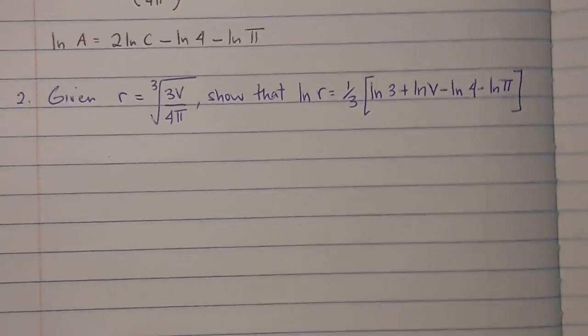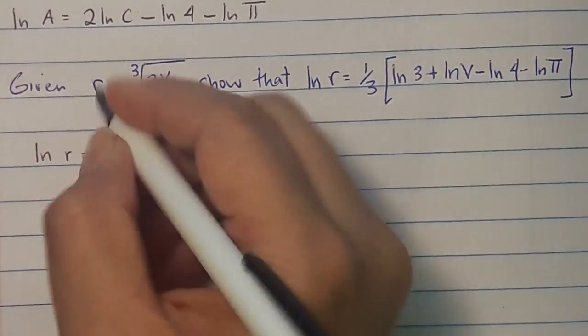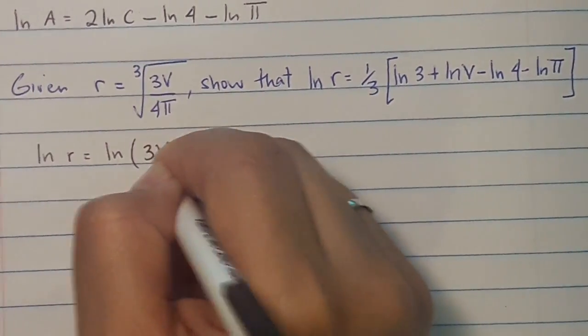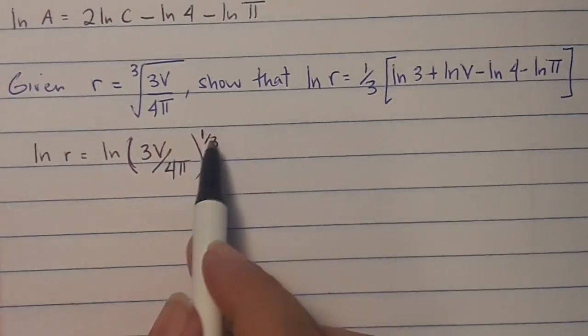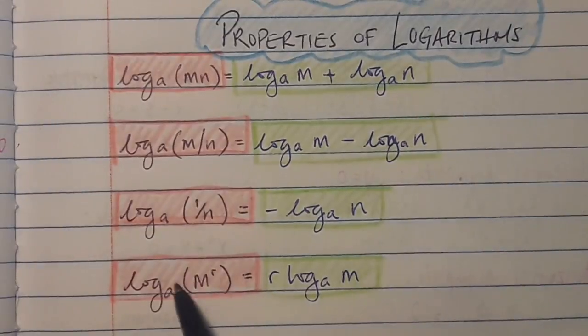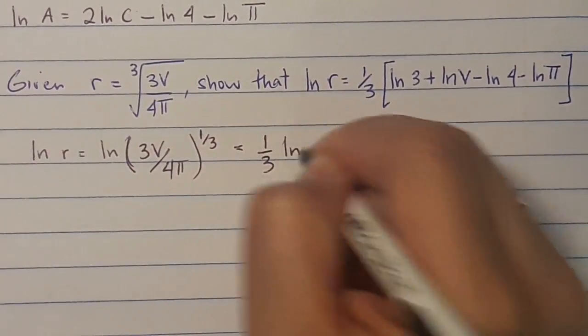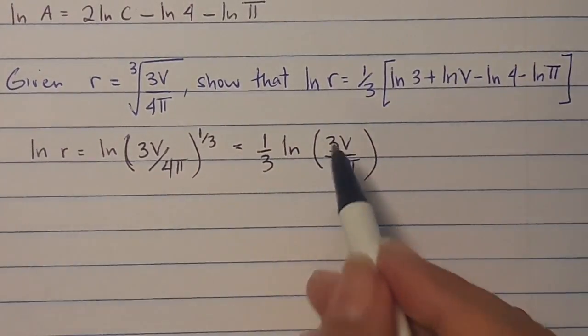So again, you start by taking natural logs of both sides. So log of r equals log of this whole thing. And I'm just going to rewrite this whole thing because the cube root of something is like saying that same thing to the power of 1/3. It's the same thing. Alright, now I'm going to bring the power down. Or I'm going to use the properties and use the power, the multiplication, the division one. So I'm going to put the power down, so 1/3 of log of 3v over 4 pi. Then I'm going to separate the 3v and the 4 pi.